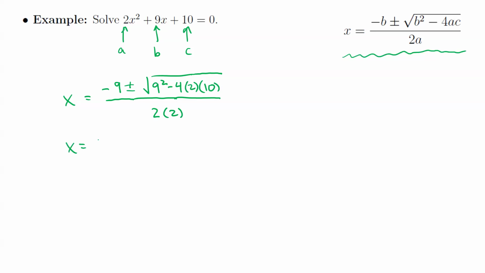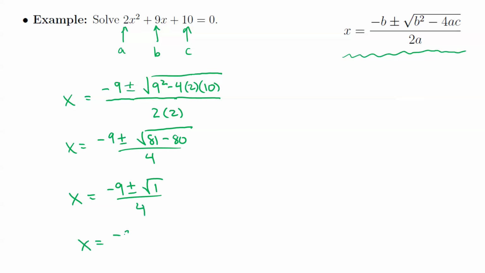So x is negative 9 plus or minus the square root. 9 squared is 81. And then if I do 4 times 2 times 10, that gives me 80. And then, of course, 2 times 2 is 4. So I just keep going here. Negative 9 plus or minus the square root of 1 all over 4, which is, of course, negative 9 plus or minus 1 over 4.